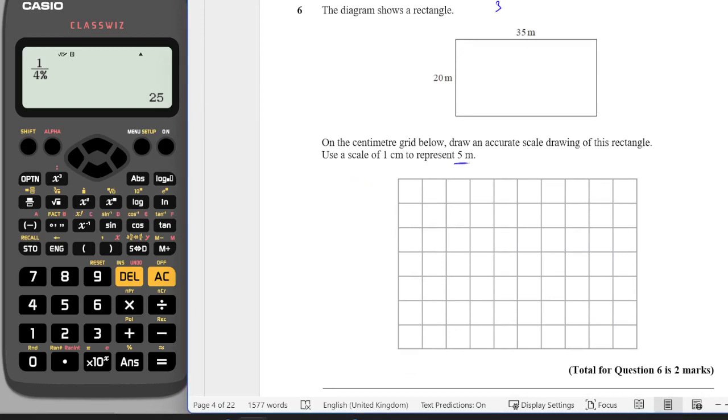So 35 divided by 5 equals 7. And then 20 divided by 5 equals 4. So I'm doing a rectangle that's 7 by 4. So start near the top, 2, 4, 6, 7, and 4 down. So that's going to be my accurate-ish drawing of the rectangle.